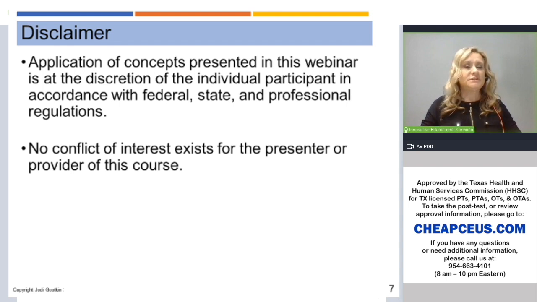As with any course that you attend, when you go back to apply this information in the clinic, you're going to do so in accordance with the federal, state, and professional regulations where you practice. In addition, you'll follow any established policies and procedures for the facility.